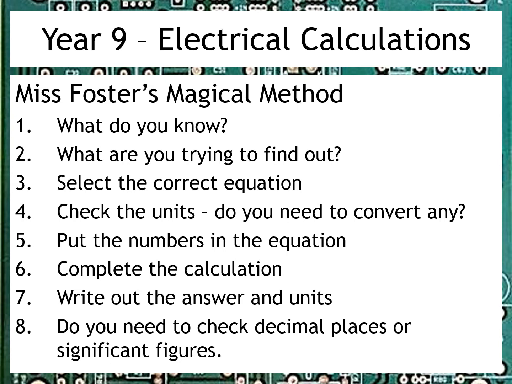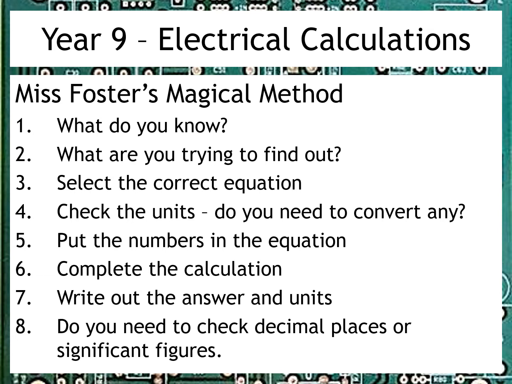The most common mistake I see in exam papers are students who try and fit the numbers into the wrong equation. You then need to check the units of the information you're given. Do you need to convert any, or are they already in a standard form? We then stick the numbers in the equation. Remember, I always say put the numbers in, then if you mock up your maths, you've got all your physics marks. We complete the calculation, write out the answer, and always state the units.